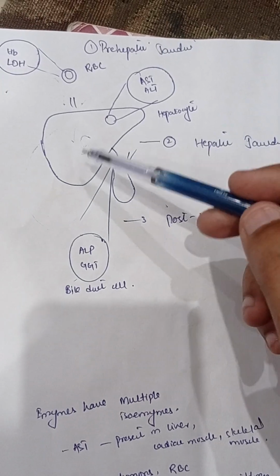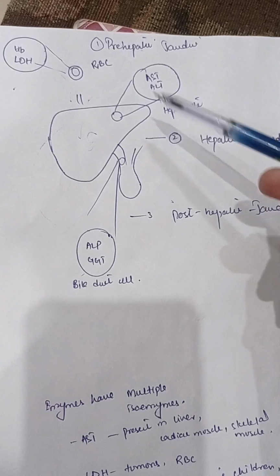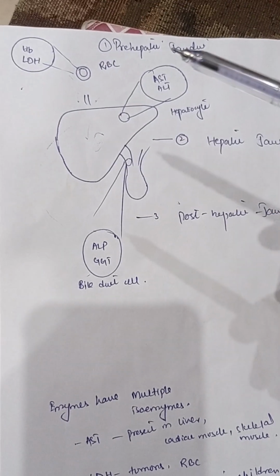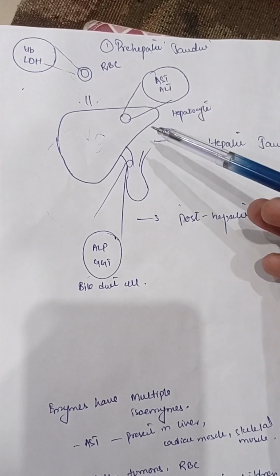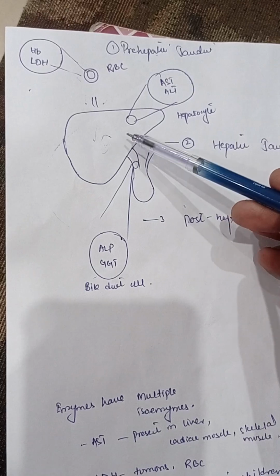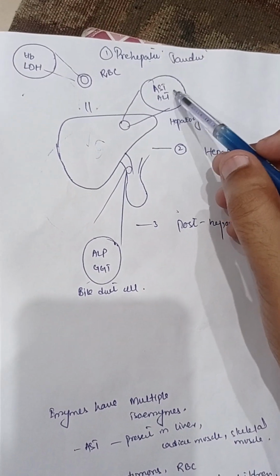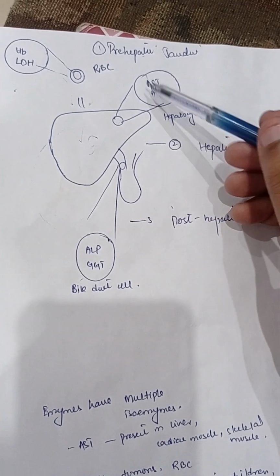Second, whenever there is some defect of the liver, for example hepatitis, alcoholic liver disease, hemochromatosis, alpha 1 antitrypsin deficiency, or liver carcinoma, that is hepatocellular carcinoma, what will happen? The defect will affect these hepatocytes. Now the hepatocytes will break. Whenever there is some disease affecting the liver, the hepatocytes will break.